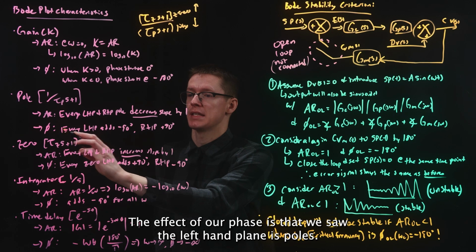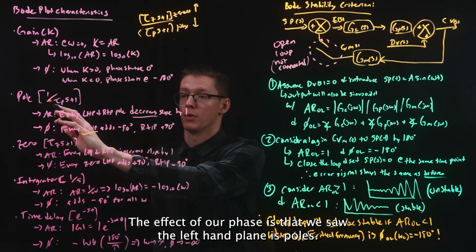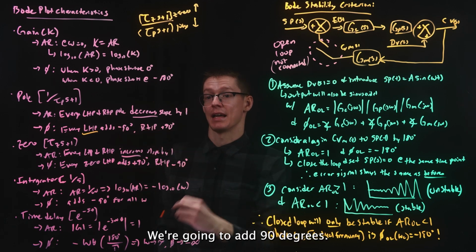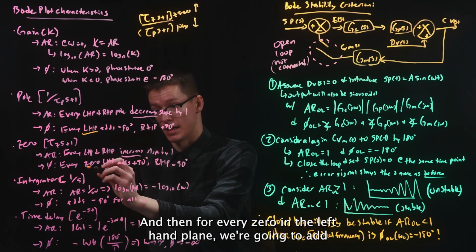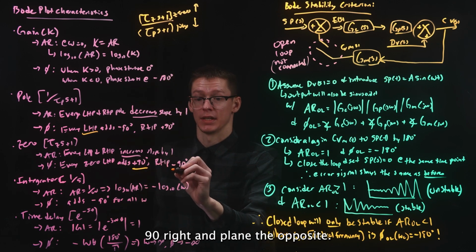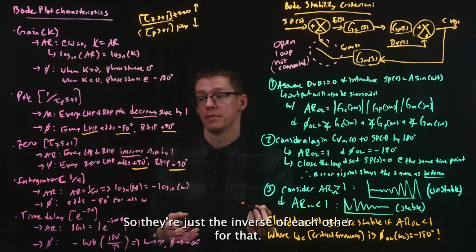So it's not too bad to remember that if it's a numerator, it's increasing, and if it's a denominator, it's decreasing. The effect on our phase is that for the left-hand plane poles, we're going to add a minus 90. For the right-hand plane poles, we're going to add 90 degrees. And for every zero in the left-hand plane, we're going to add 90, and in the right-hand plane, the opposite. So they're just the inverse of each other.